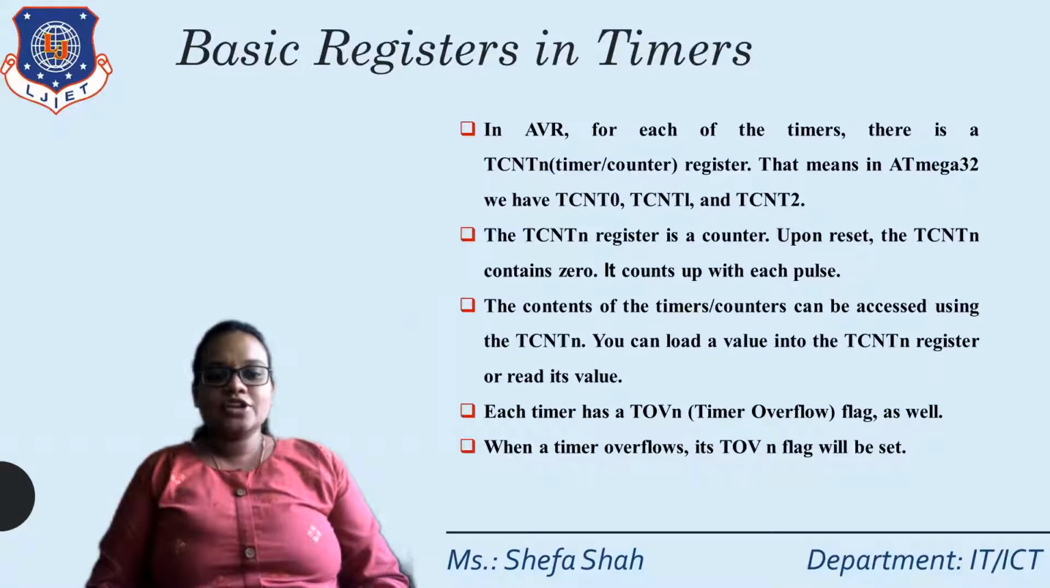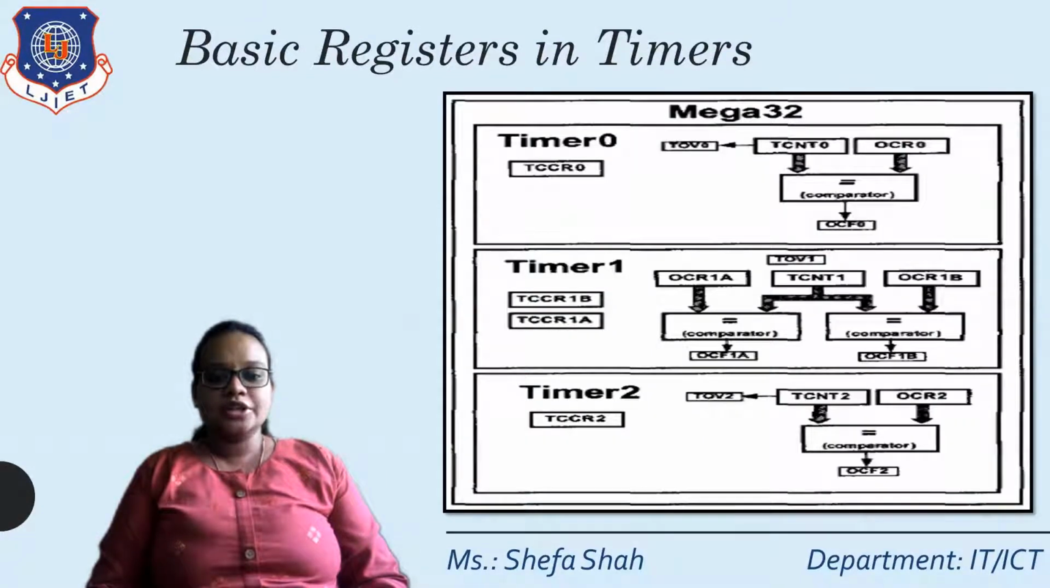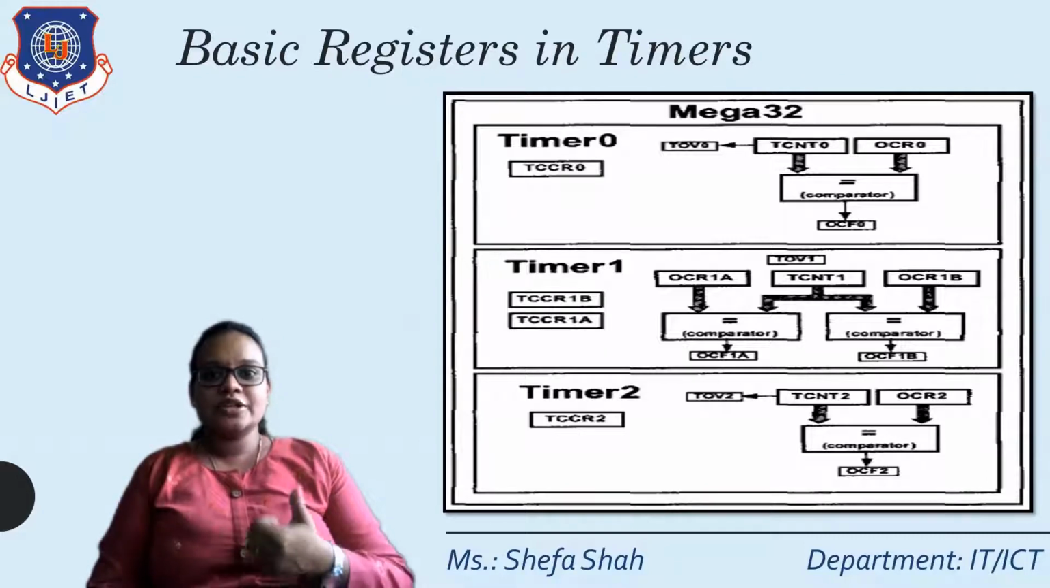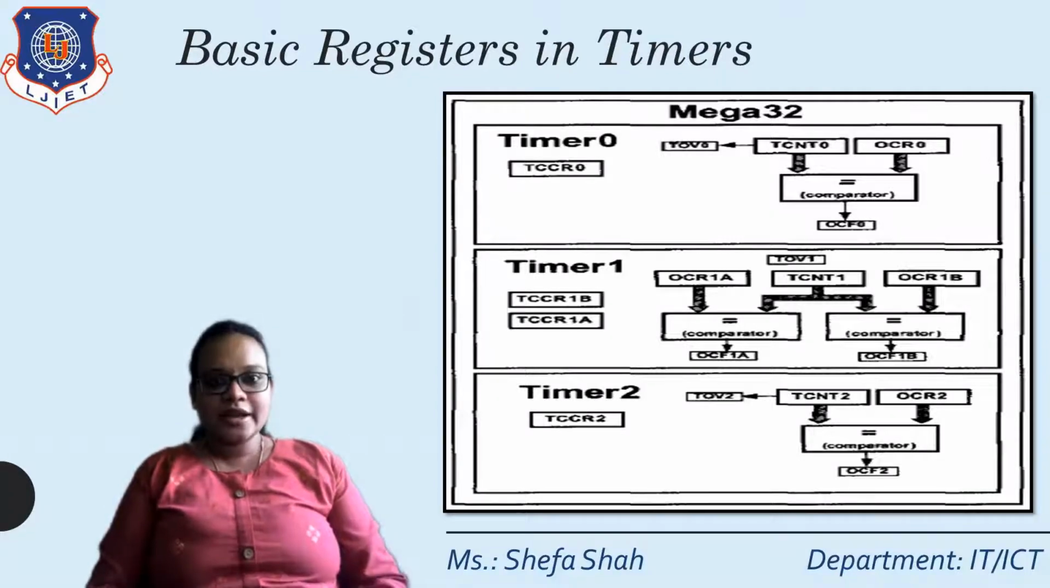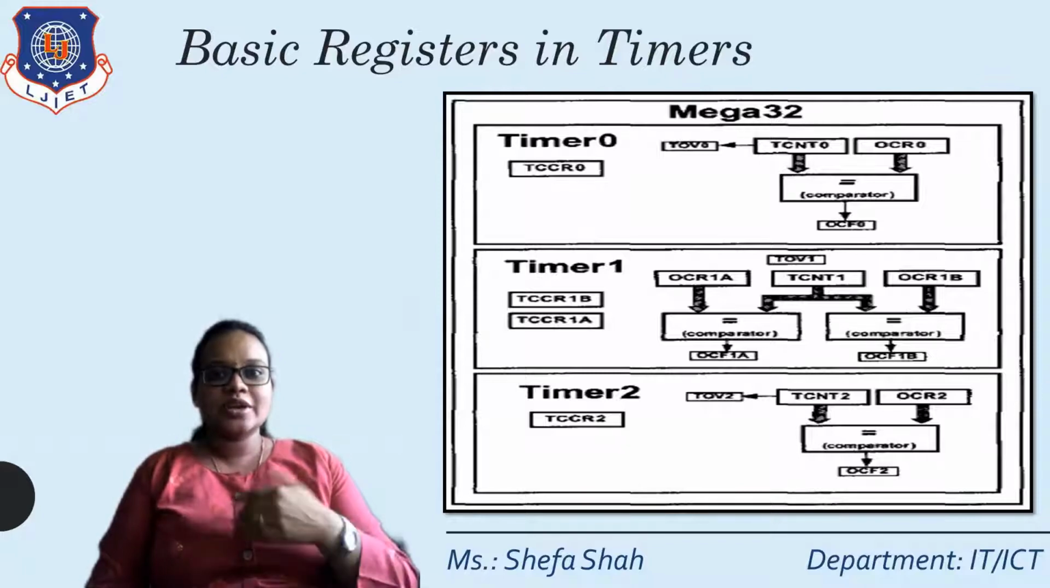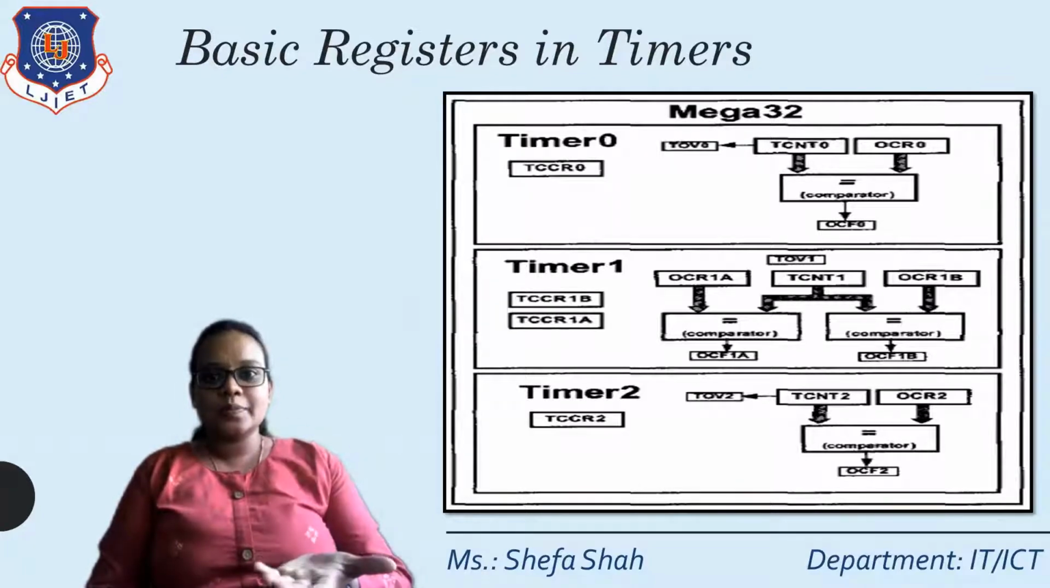Now let's discuss in detail the timers of ATmega32. This is the basic diagram of the ATmega32 timers. As you can see, there are a total of 3 timers: timer 0, timer 1, and timer 2. Timer 0 and timer 2 are 8 bits, whereas timer 1 is 16 bits. In the timers, there are basic registers which can count the pulses based on the operation of the register.